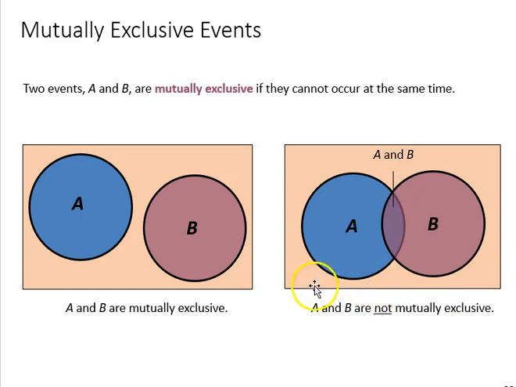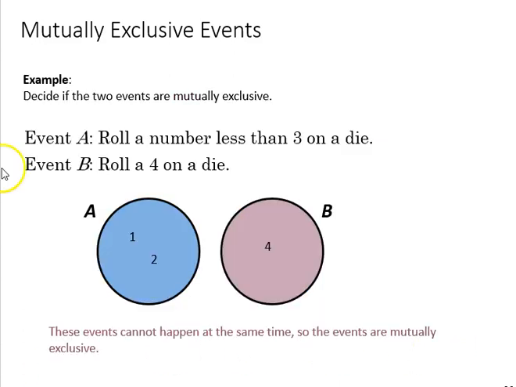If we draw two cards from a deck, it is possible that we'd get a diamond and a spade at the same time. So those are not mutually exclusive. For example, we might roll a die, and the first event would be rolling a number that's less than 3. That would be event A, so that would be a 1 or a 2. Event B would be to roll a 4 on a die. Now those things are completely different, right? They don't have any overlap whatsoever. So they are considered mutually exclusive events.